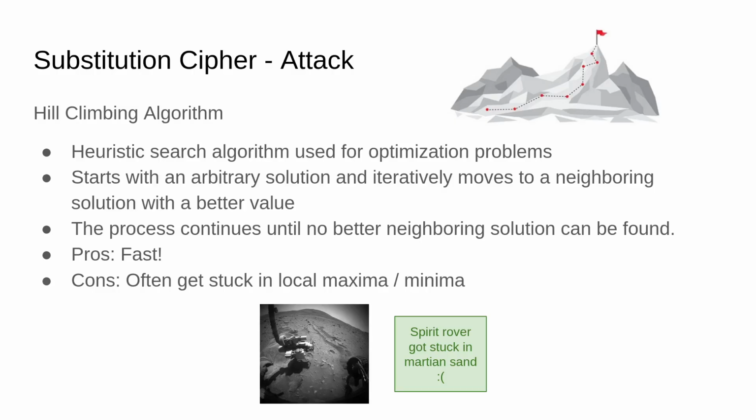So basically, it starts with an arbitrary solution. In our case, this is a random permutation of a decryption key. And then it repeatedly makes some small changes to the key, and we check if the new solution is better according to some heuristic function or scoring function. If it's better, then we keep that key. If it's not, then we discard that key. So we continue this process until no neighboring solution can help us improve the heuristic or the score.